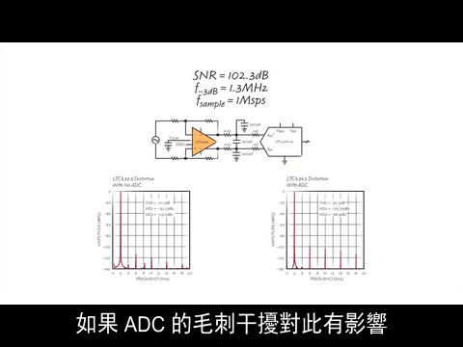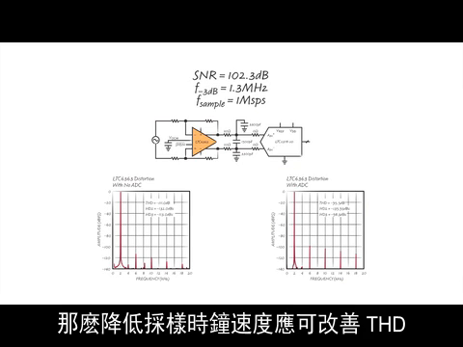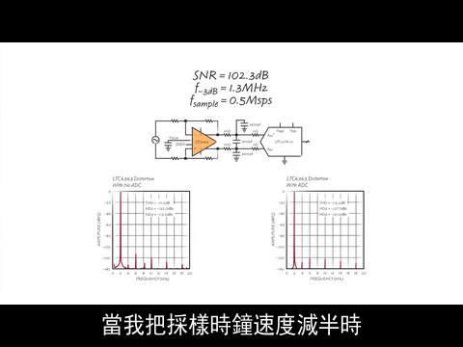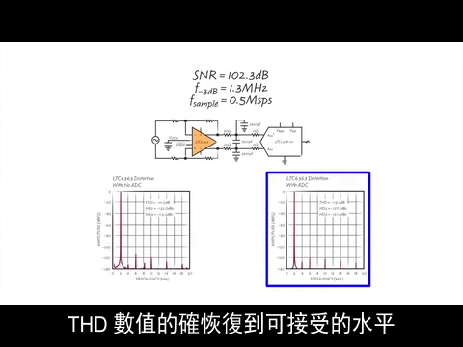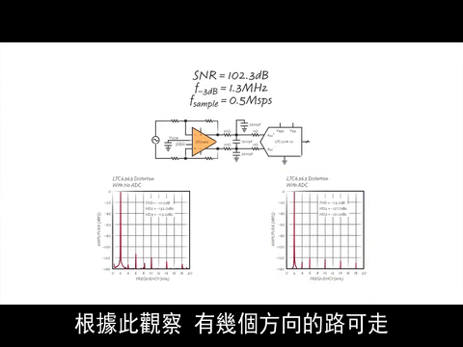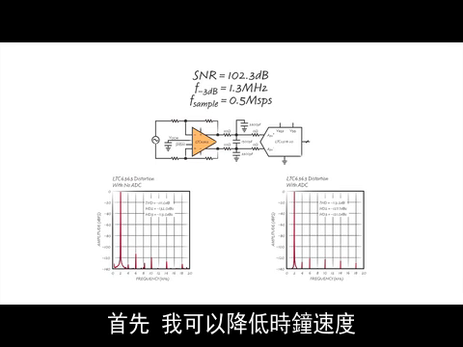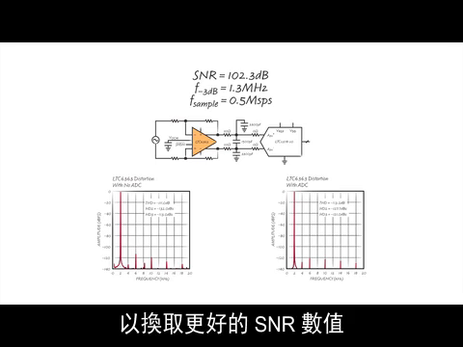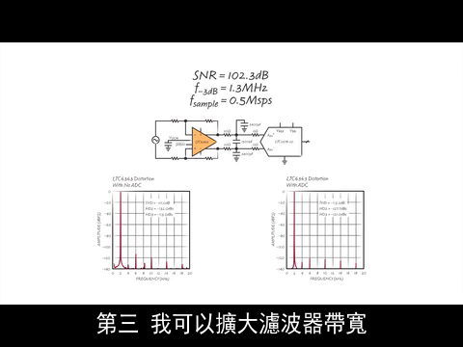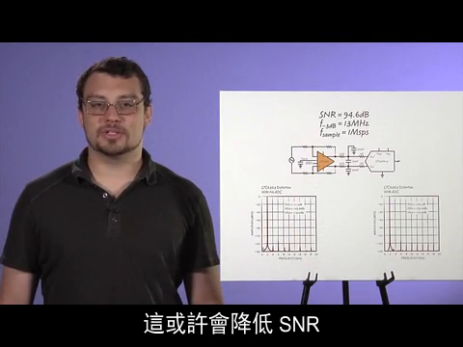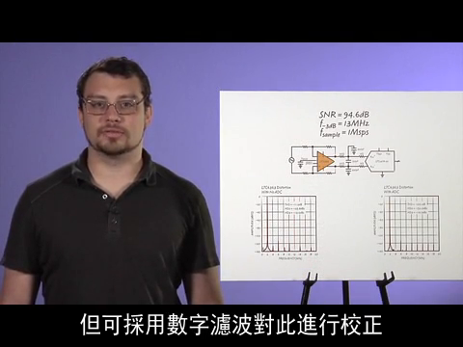If the ADC glitches are responsible, then reducing the sample clock should improve the THD. This step will allow for the amp output to settle more completely. When I reduce the sample clock in half, the THD numbers do return to acceptable levels. From this observation, there are a few directions to go. First, I can reduce the clock speed. Second, I can accept poor distortion for better SNR numbers. Third, I can open up the filter bandwidth to reduce the filter settling time. This may reduce SNR, but that can be corrected with digital filtering.